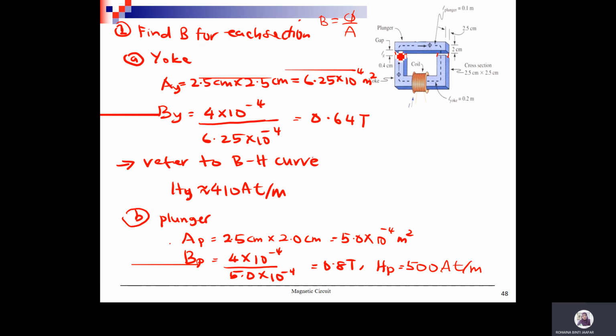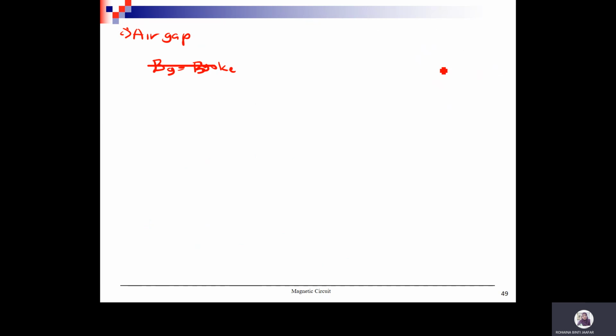Okay, so your air gap is here. So we neglect the fringing effect. You can see that the cross-section of your air gap is actually the same as the cross-section of the yoke. So that's why, by neglecting the fringing effect, we say that B at the air gap is equal to B at the yoke. Therefore, B yoke is 0.64 Tesla.